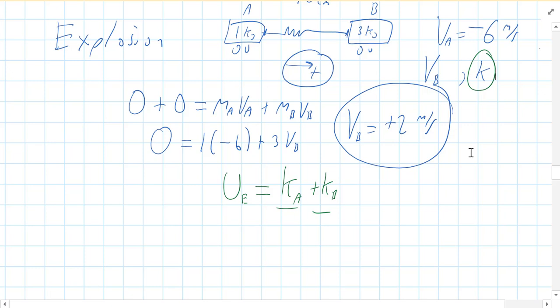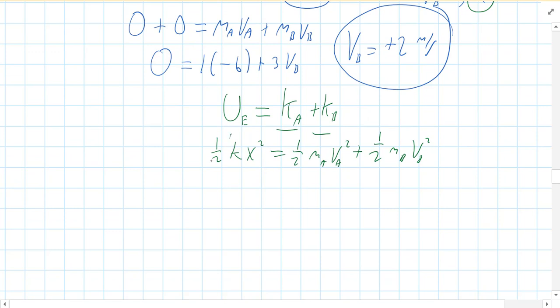So we got everything here except for the spring constant. This is 1/2 k x squared equals 1/2 mA vA squared plus 1/2 mB vB squared. We can cancel the halves out, and we have everything in here but k. X was 0.4, that's 40 centimeters, squared, equals mA, which was 1, vA was 6, got to square that, plus mB was 3, and vB was 2, and got to square that.